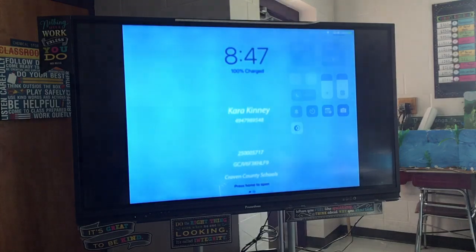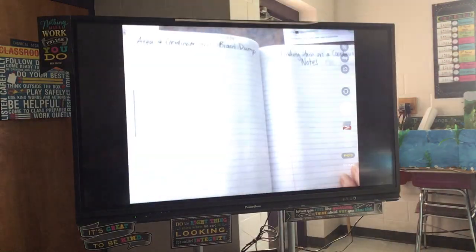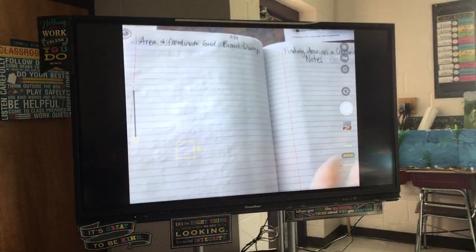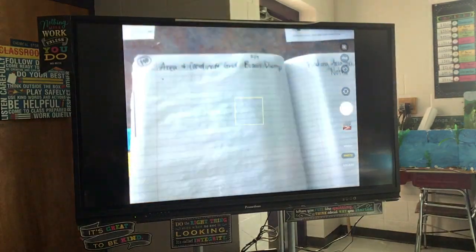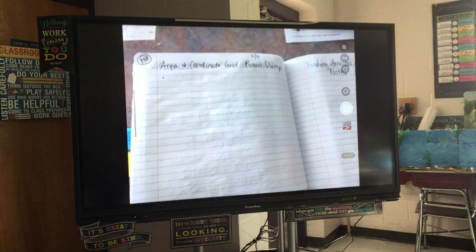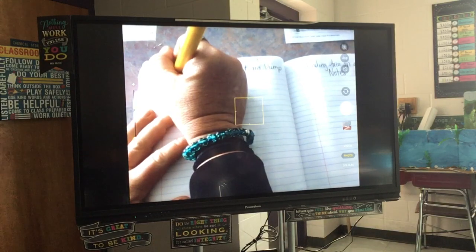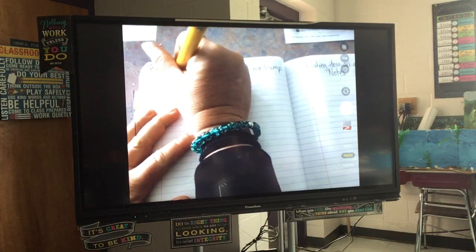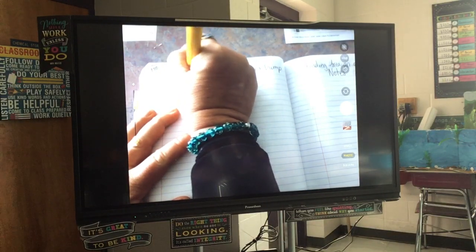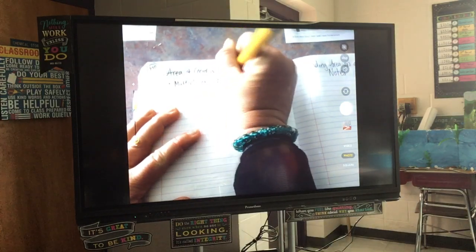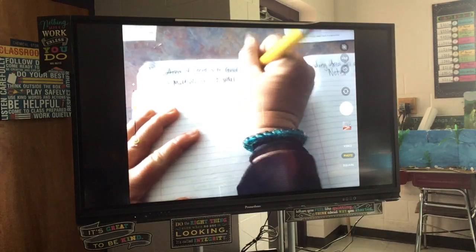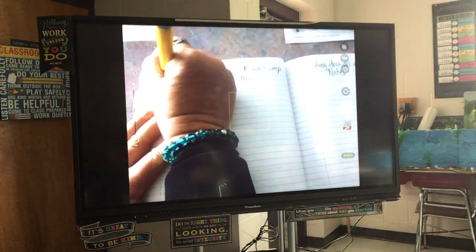Alright, pencils down. Who would like to share one thing they wrote either about area or the coordinate grid? Alright, Andrew? Multiply only two sides. Say that again? Multiply only two sides. Okay. And that's when you're finding area? Okay, what else did we write?